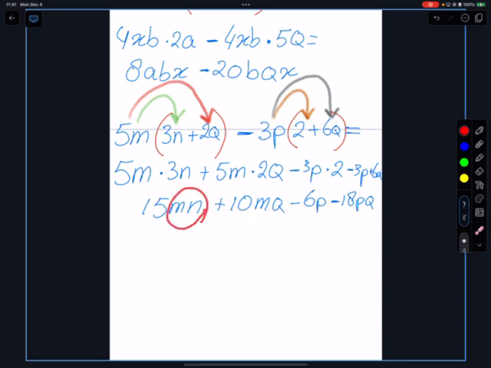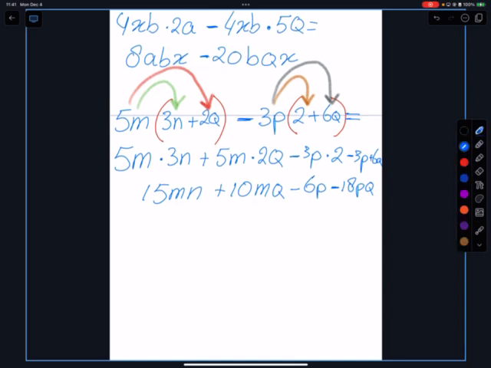This is about the multiplication. Now factorize. We can factorize into two parts. This only has M and this only has P.